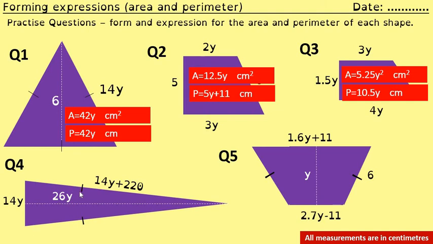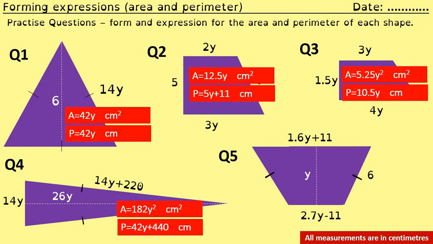For our triangle over here, this is an isosceles triangle. We're still going to be doing a half times base times height, and our base and our height are 14y and 26y. So we need to do a half times 14y times 26y, which is 182y squared centimetres squared for the area. For the perimeter, we need to do 14y plus 220 plus 14y plus 220. So there are 3 sides that are added together, and that is 42y plus 440 centimetres.